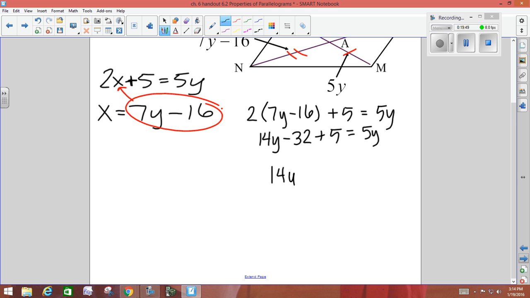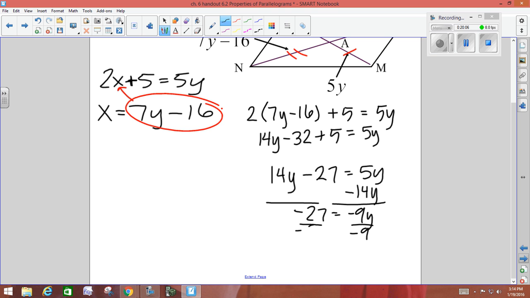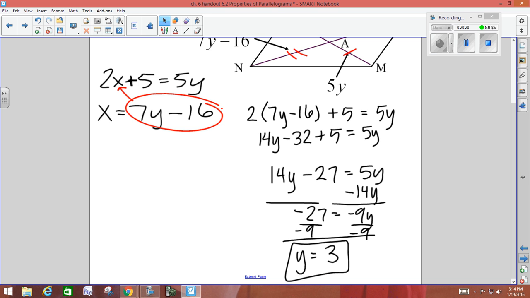Combine on the same side, negative 32 plus 5. Subtract 14y, what's 5 minus 14? Negative, right? Divide by negative 9, and what's negative 27 divided by negative 9? Good, so y equals 3. What are we going to do to get x? Yeah, plug this back into one of the originals. I'm going to go into the one that's circled because x is already by itself. What's 7 times 3? Minus 16. So x equals 5.